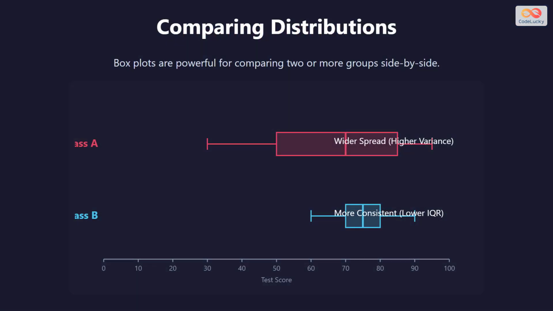One of the greatest strengths of box plots is comparison. Here, we can see two classes side by side. Class A has a longer box and longer whiskers, indicating a wider spread of scores or higher variance. Class B has a shorter box, meaning the scores are more consistent and clustered closer together. You can make these comparisons instantly without looking at raw numbers.